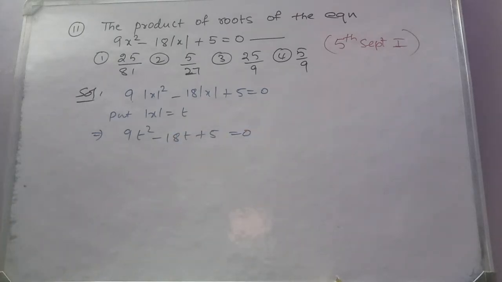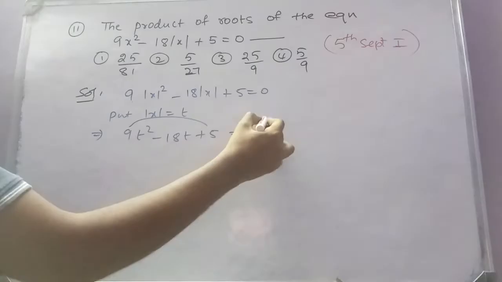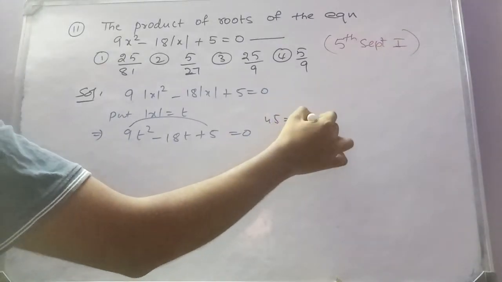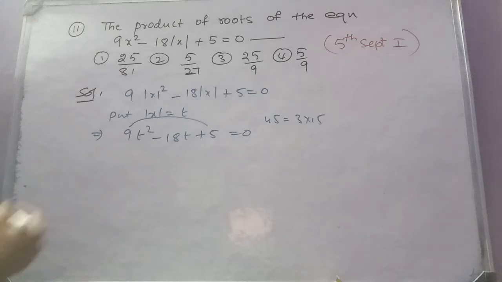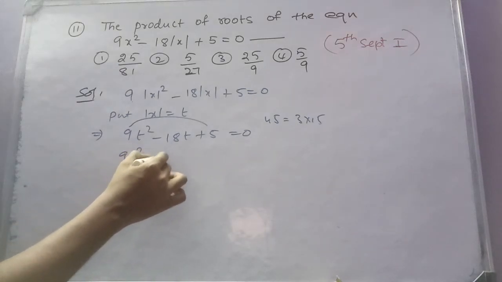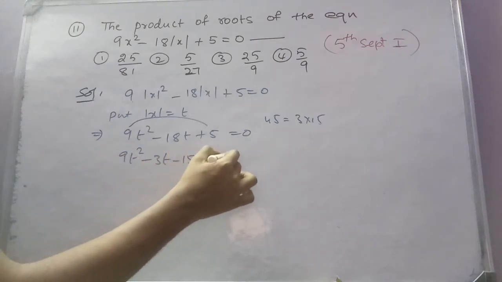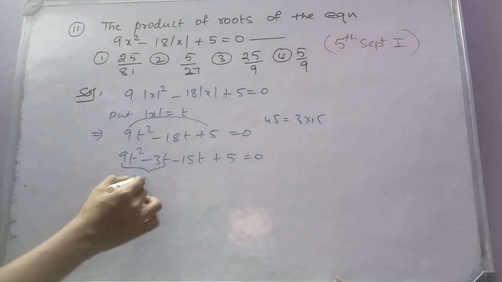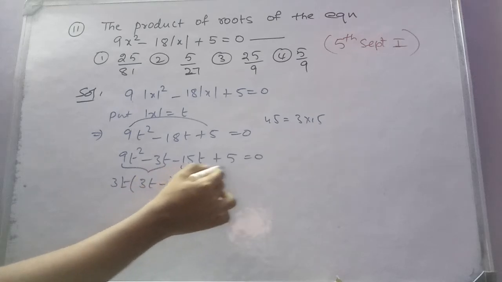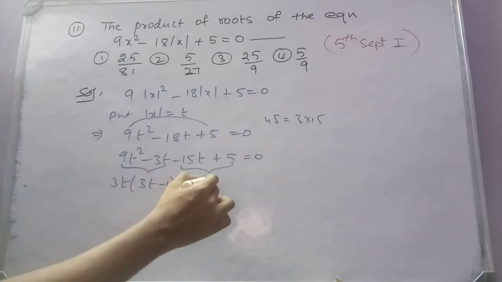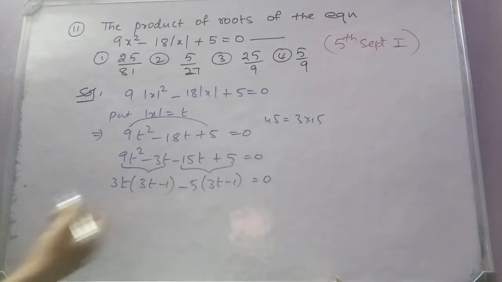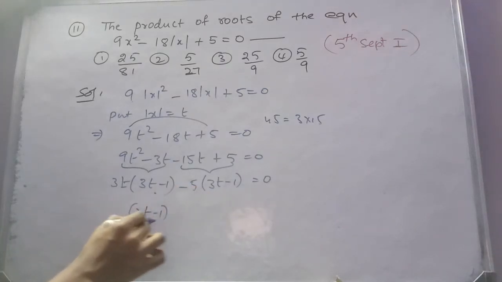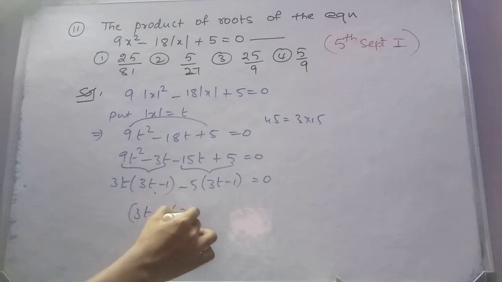Now let us factorize. 9 5s are 45. And if I want 18, I can write it as 3 and 15 there, because 3 plus 15 is 18. So 9t square minus 3t minus 15t plus 5 equal to 0. So you can take 3t common. So you get 3t minus 1. And then you can take minus 5 common. You get 3t minus 1. So here and here you can take 3t minus 1 common into 3t minus 5.